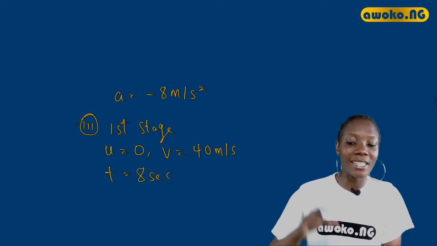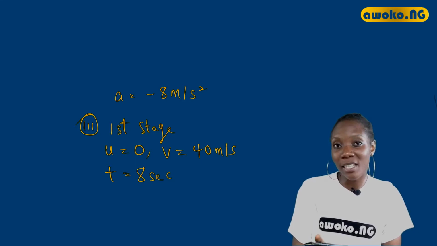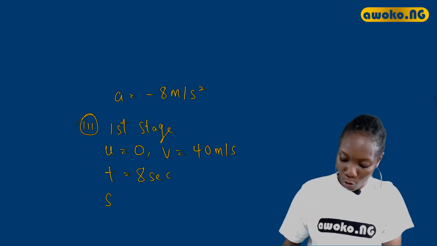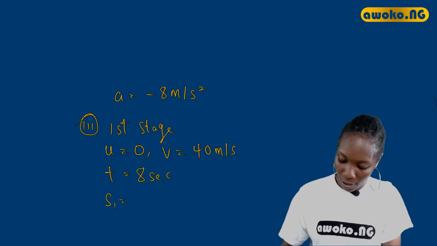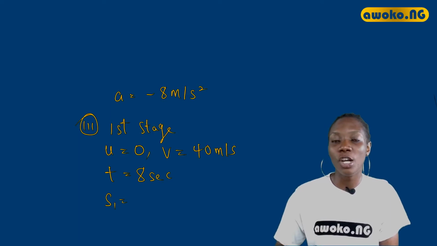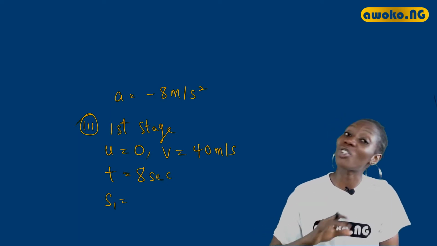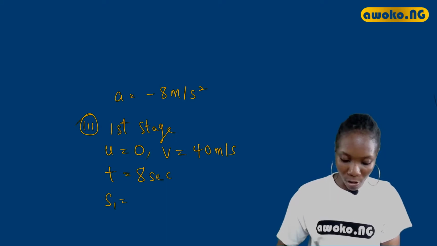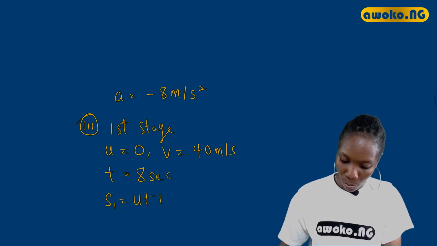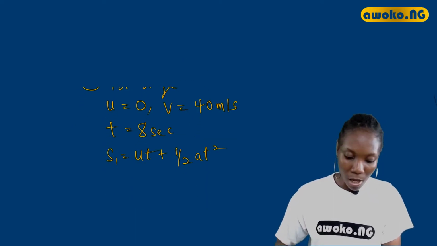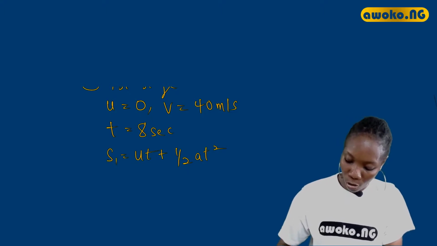So to get the distance of this first stage of the journey, you use s equal s1 now, because after we get the distance covered in each stage, we're now going to sum all of them. That's just what that question is telling us to do. So when you do that, you have ut plus 1 over 2 at squared. If you put in your values here, you're going to get the right answer. So let's just do that.